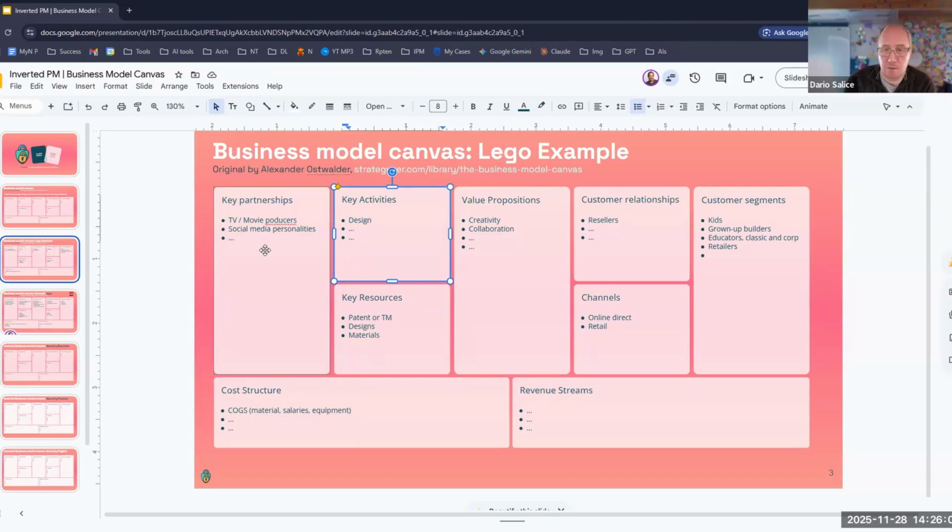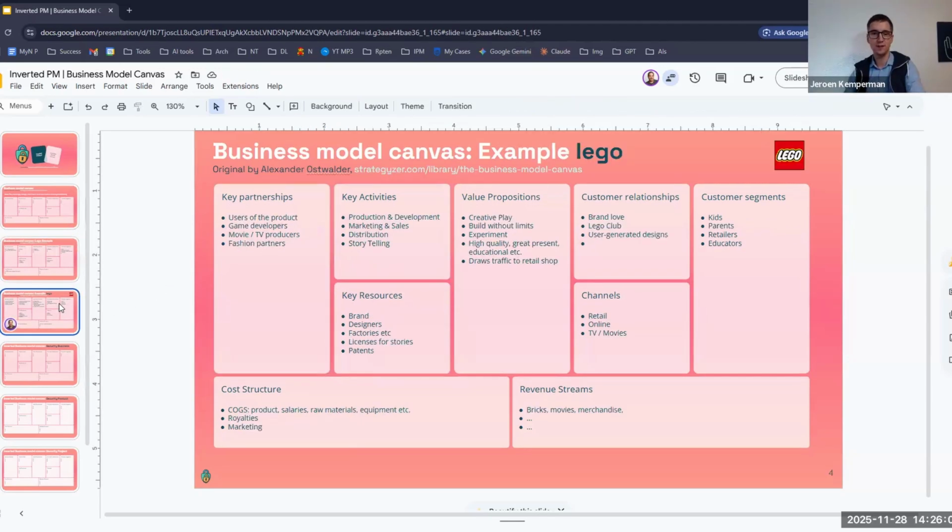Yeah, let's skip ahead so that we don't stick with Lego too much. And of course, Dana, I saw you were on this slide. I did some research before the pod. I looked at a few YouTubers that were doing this and thought about it a bit, and it's what I was able to come up with. So the customer segments also had kids. You call them grown-ups. I call them parents, retailers, educators, same ones.